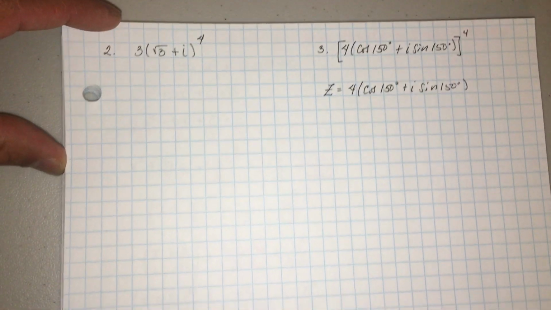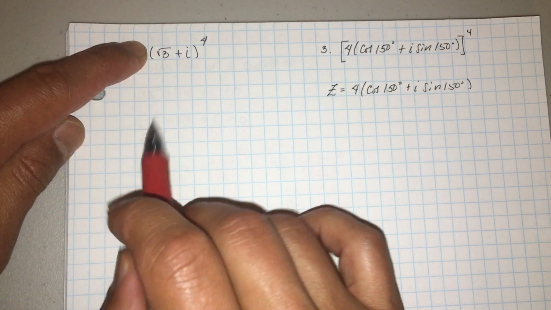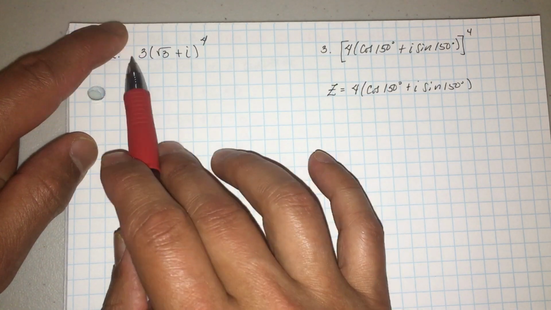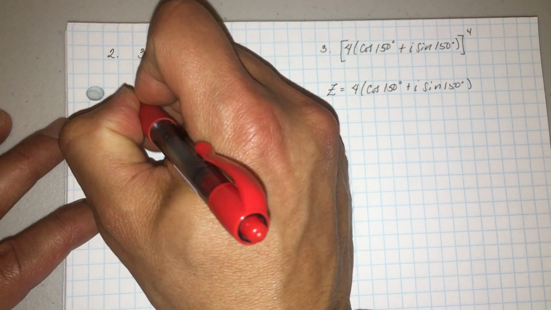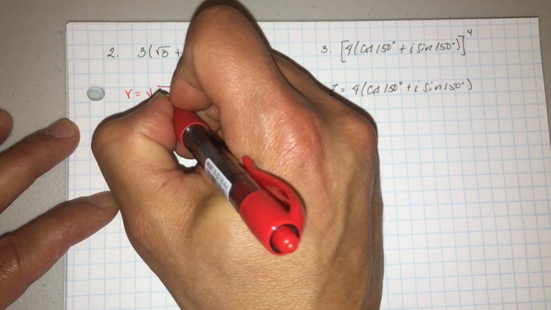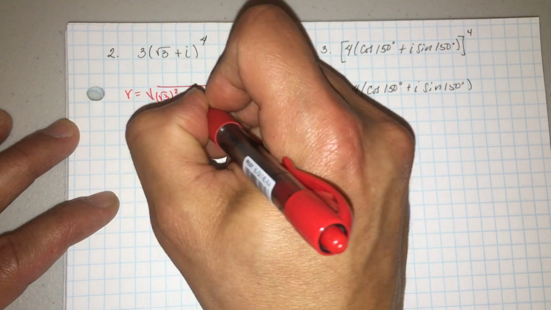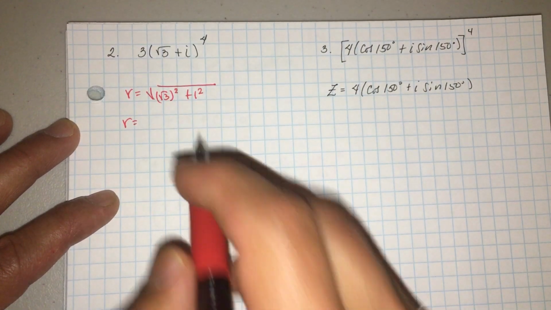What about this one? This one's kind of tricky because you have that 3 out there. You just ignore it for now, do it with this part, and then multiply it on the outside. Let's start with our r value, the square root of a squared plus b squared. So the square root of 3 squared plus 1 squared. When you do that, you get 3 plus 1, which is 4, and the square root of 4 is 2.